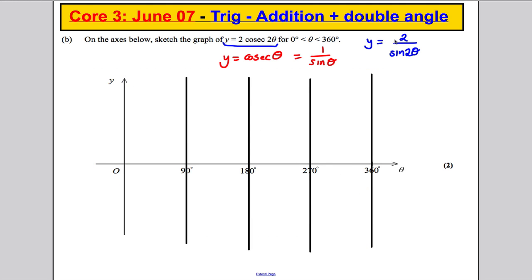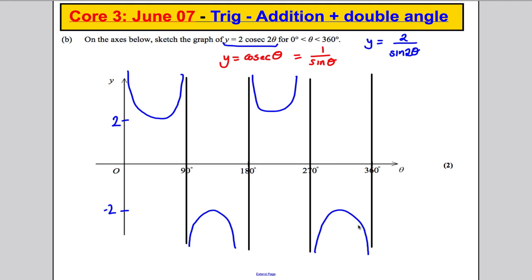I also know that I'm multiplying by 2. So where it dipped down at 1, it's now going to dip down here at the point 2 there. And it's going to come like this here, and that's going to be the point negative 2. And then it's going to come down like this, and then it's going to go like that. So it was just about thinking about what cosec looked like and then doing a transformation of it.